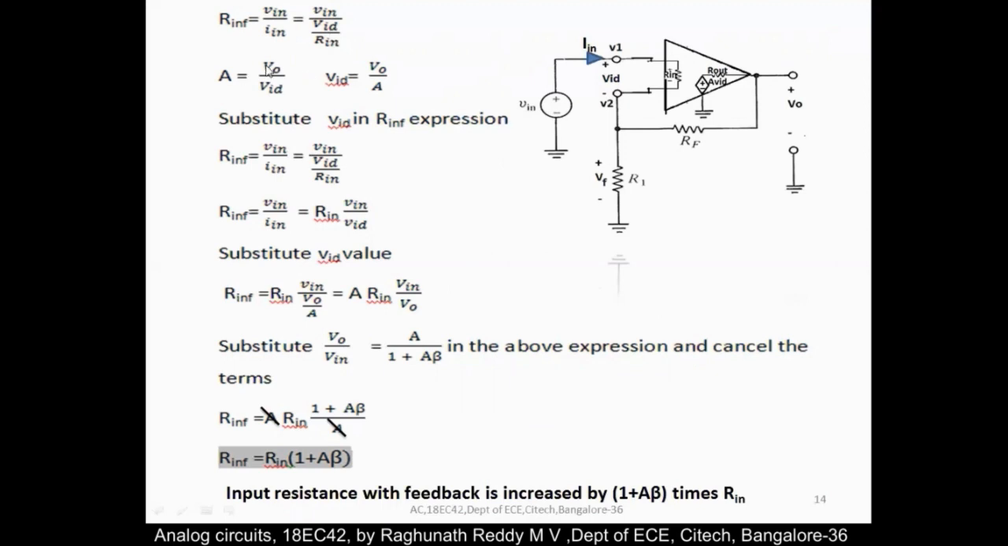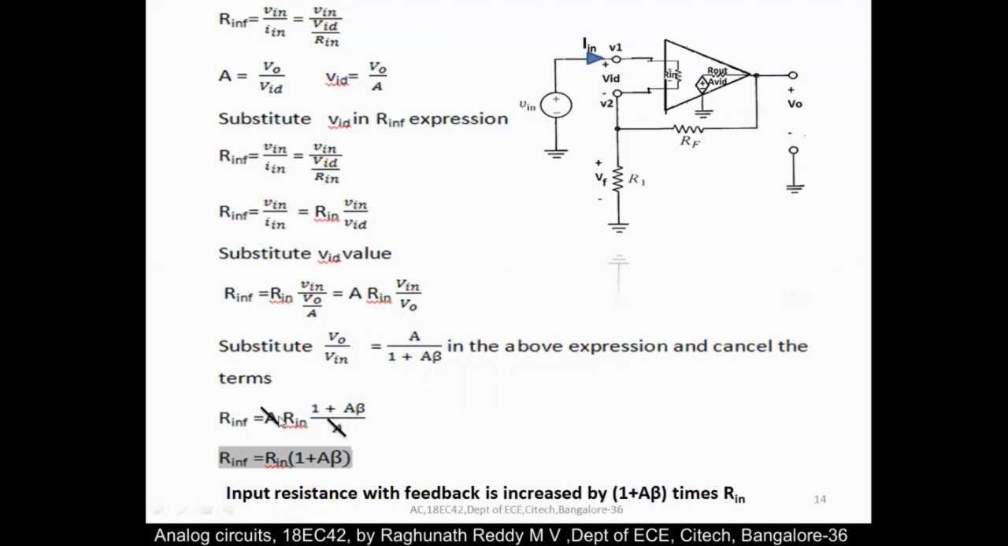You know that A equal to V naught by Vid, so Vid equal to V naught by A. Substitute those values here. Rif equal to Vin by Iin, so in this expression you take Rin into here, and you'll get Vin by Vid. Substitute Vid, V naught by A, so Rin into A into Vin by V naught. You know that V naught by Vin is A divided by 1 plus A beta, so Vin by V naught is 1 plus A beta by A.